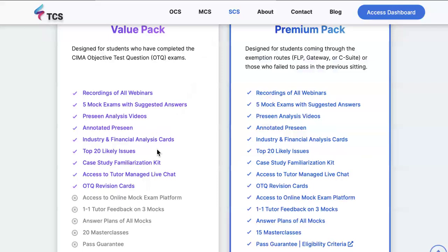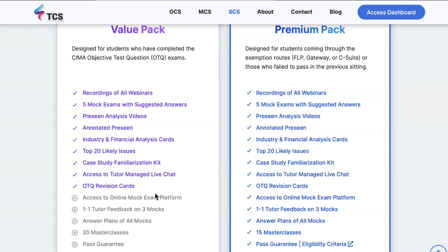Then you will also gain access to top 20 likely show slides, which indicate the most prominent scenarios which can be thrown at you at your real exam. You will also gain access to a case study familiarization kit. By going through this familiarization kit, within 15 to 20 minutes, you can gain an in-depth understanding about the technicalities about your SCS exam. And you will also gain access to a tutor-managed live chat and OTQ revision cards.